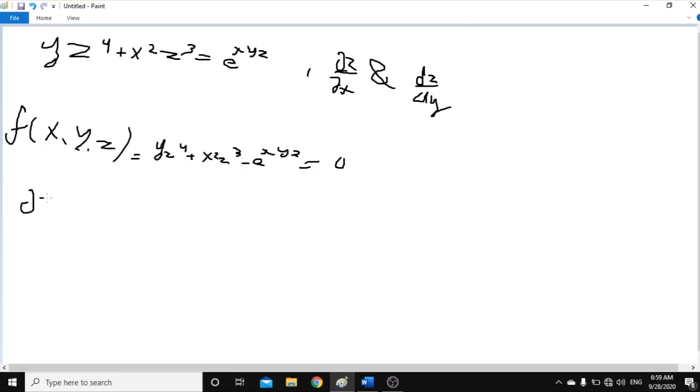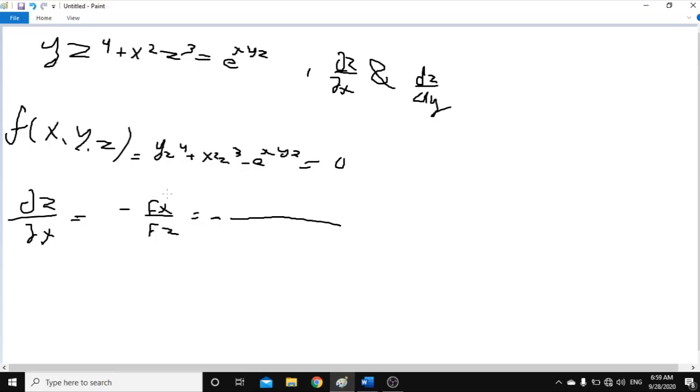So we write dz over dx, and then it's going to be equal to negative f of x over f of z. This is how you can solve it. Now you just take the partial derivative with respect to x and with respect to z, and you can solve it. Let's solve it together here.